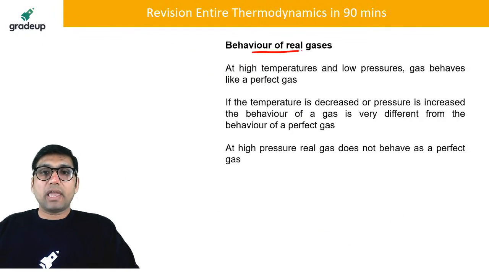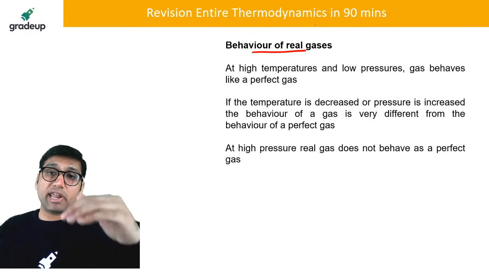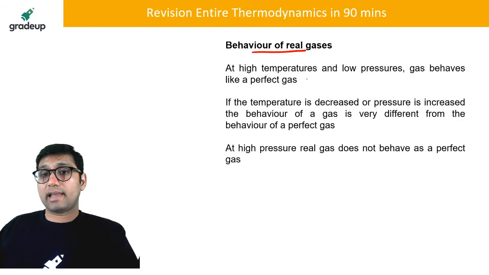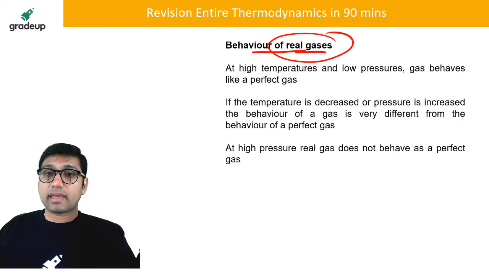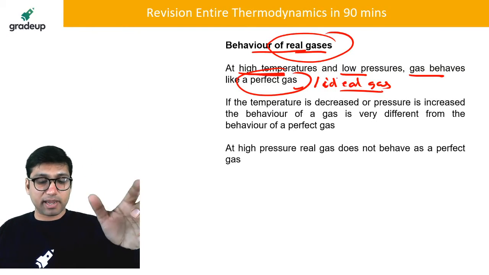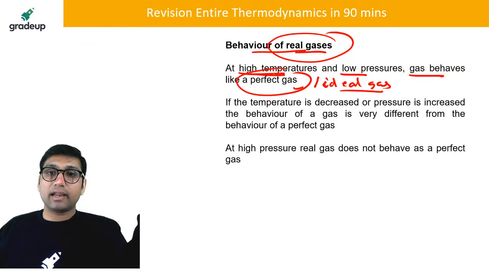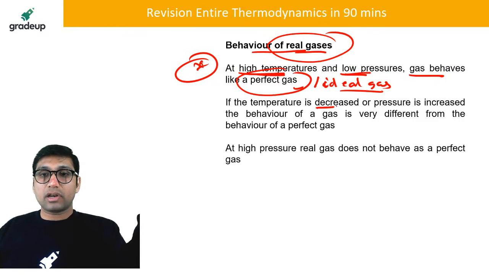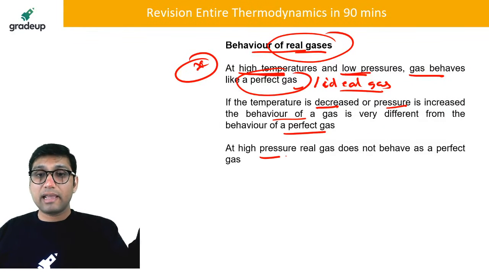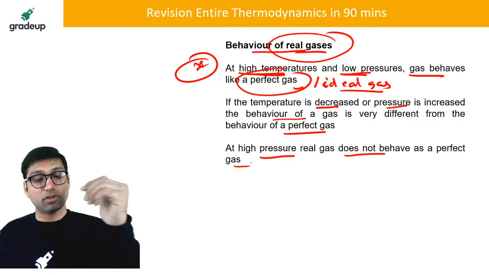Now, the behavior of real gases. Real gases deviate from ideal gas behavior. I will tell you about that also, how they deviate from the ideal gas. But a real gas will behave as an ideal gas at low pressure and high temperature. At low pressure and high temperature, a gas will behave exactly like a perfect or ideal gas. Although perfect and ideal gas are different in some aspects, a real gas behaves as an ideal gas at high temperature and low pressure. This is a very important thing. If the temperature is decreased or pressure is increased, the behavior of a gas is very different from the behavior of a perfect gas. At high pressure, a real gas does not behave as a perfect gas or ideal gas.